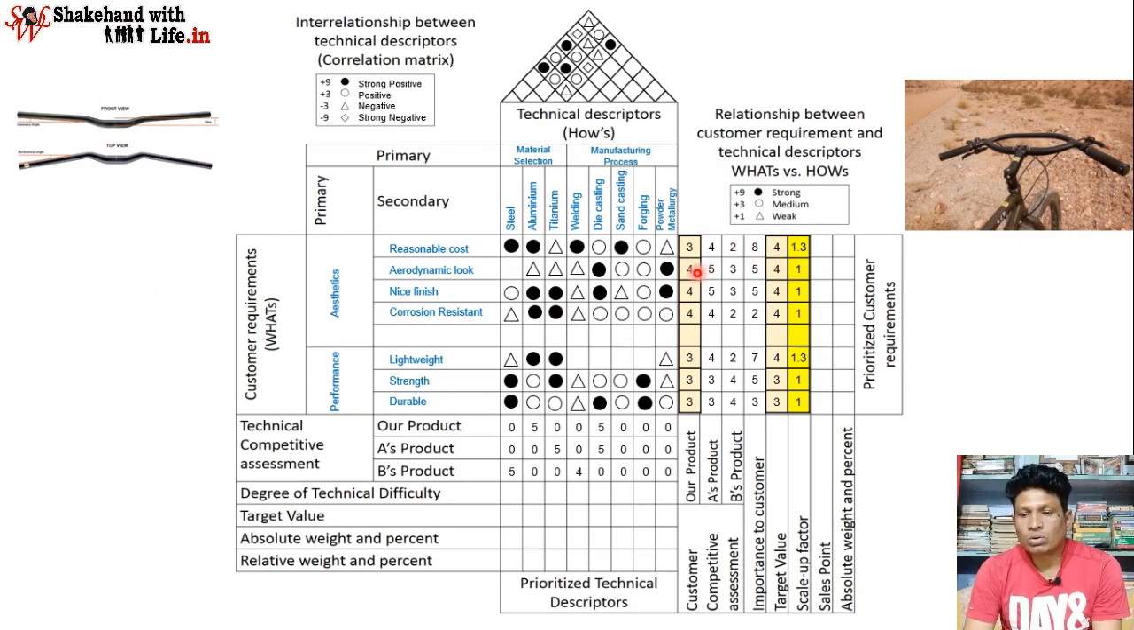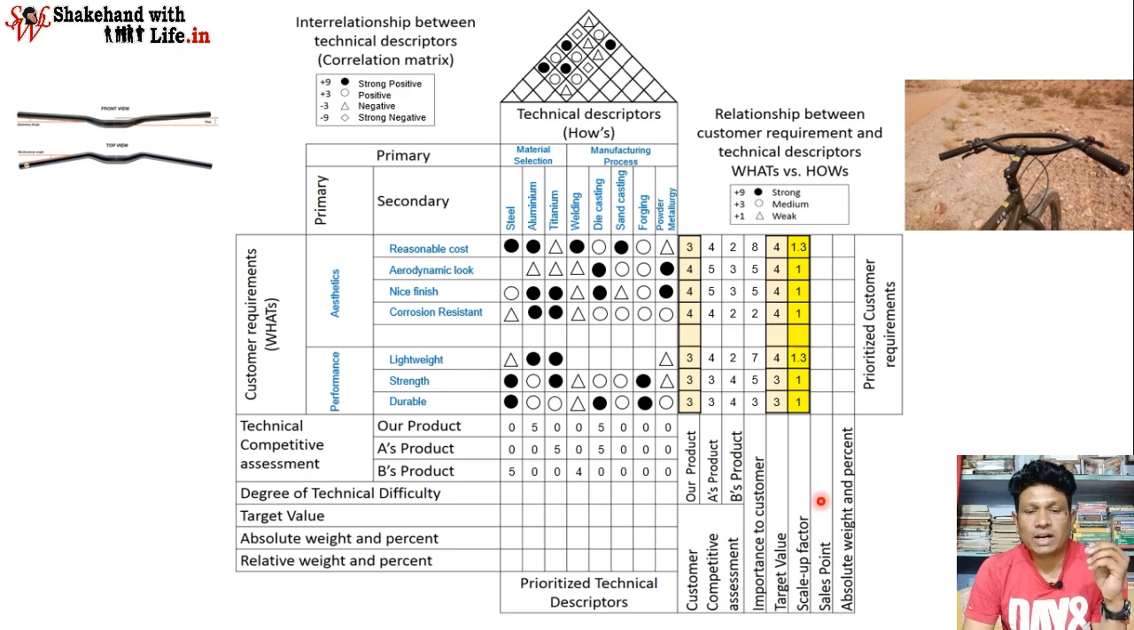For aerodynamic look, it is 4 divided by 4, 1. For nice finish, it is 4 divided by 4, 1. For corrosion resistant, it is 4 divided by 4, 1. For lightweight, it is 4 divided by 3, 1.3. For strength, it is 3 divided by 3, 1. For durability, it is 3 divided by 3, 1. Right. Now we come to sales point.